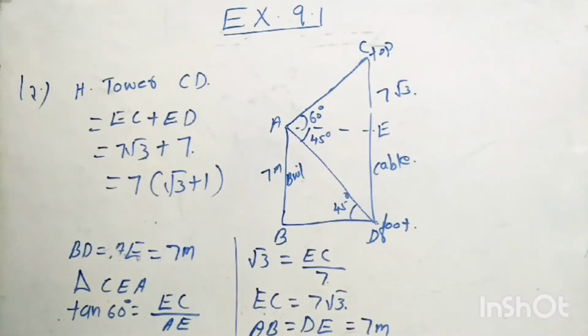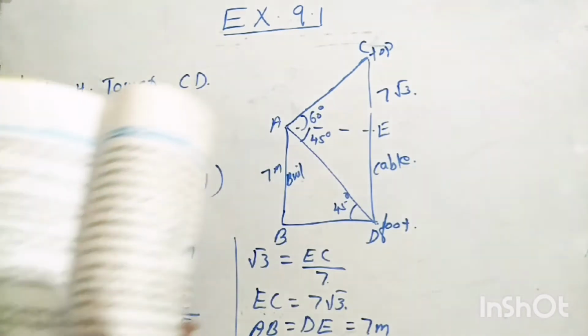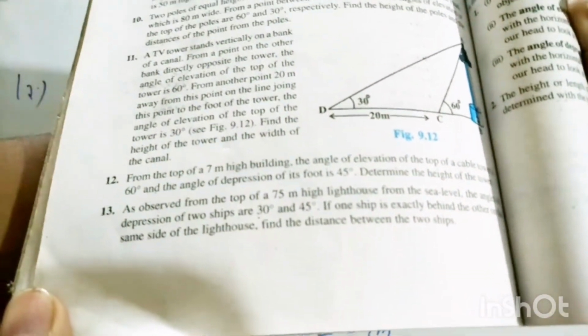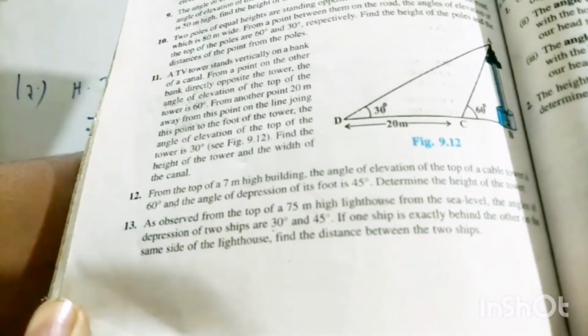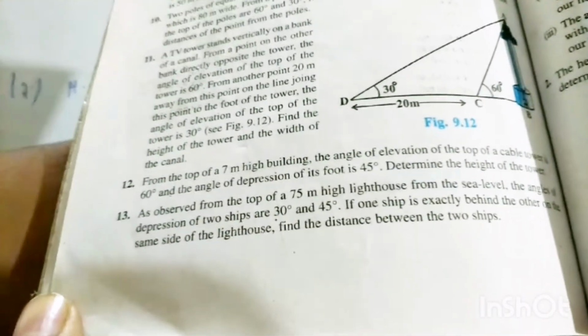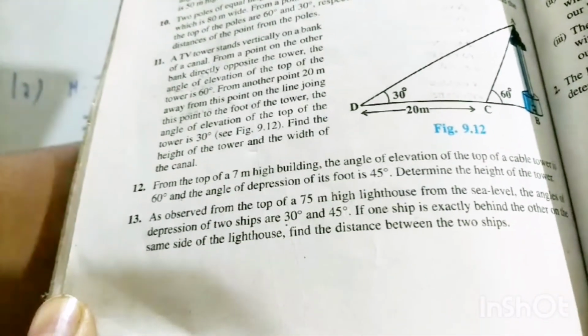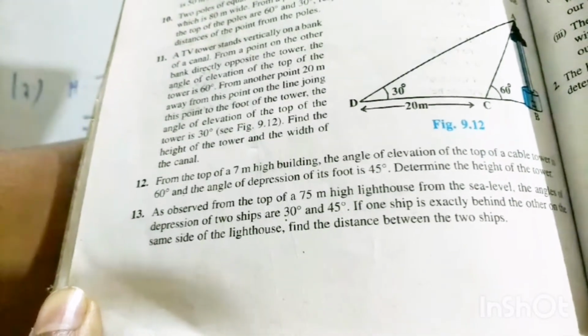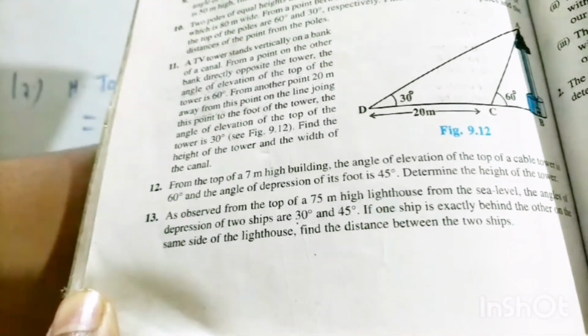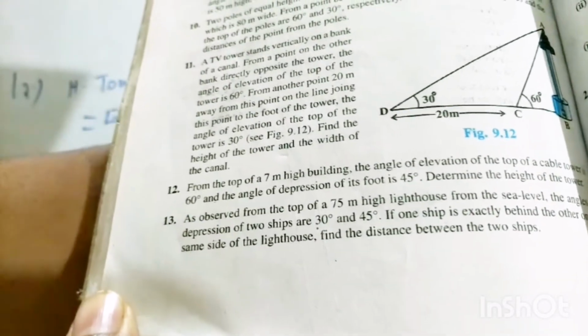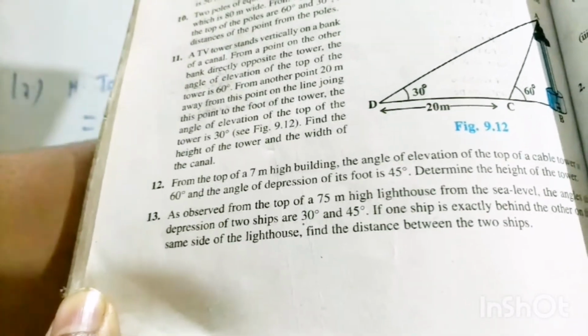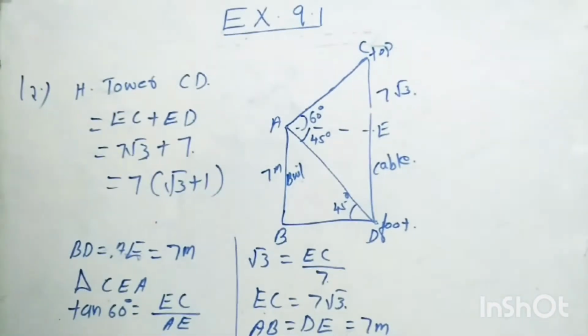12th question. 13th question. As observed from the top of a 75 meter high lighthouse from the sea level, the angles of depression of two ships are 30 degree and 45 degree. If one ship is exactly behind the other on the same side of the lighthouse, find the distance between the two ships.